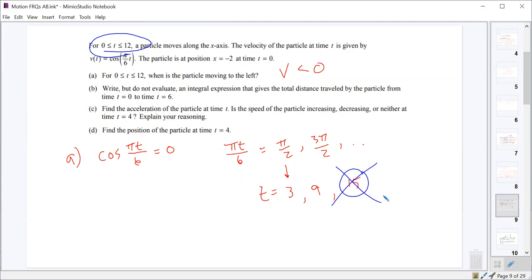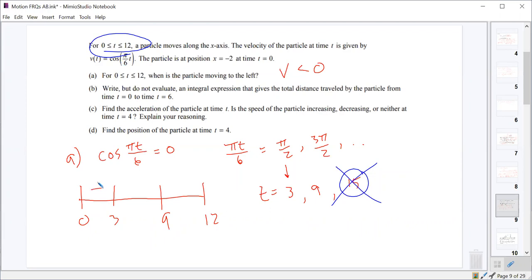So we can just look at 3 and 9, right? And we want to make sure that as we make a chart to check these, we don't check values outside of 0 and 12. Everybody good? Okay. Then we plug in a value, something between 0 and 3, like, I don't know, 1. That gives you the cosine of pi over 6. What's the cosine of pi over 6? Is it positive or is it a negative?